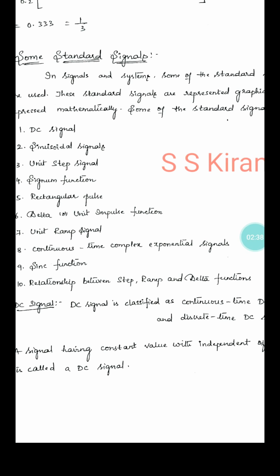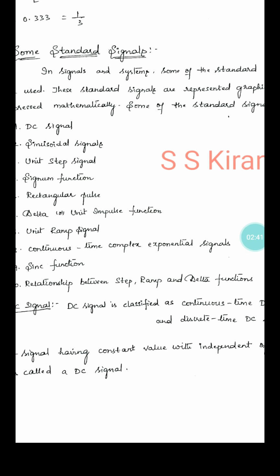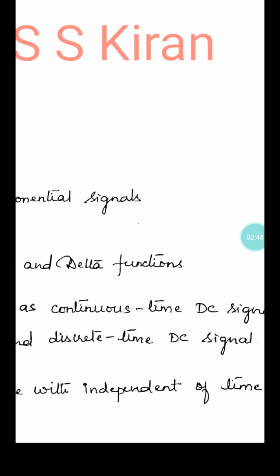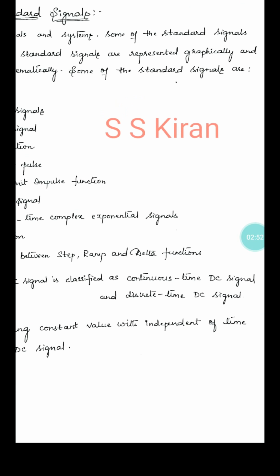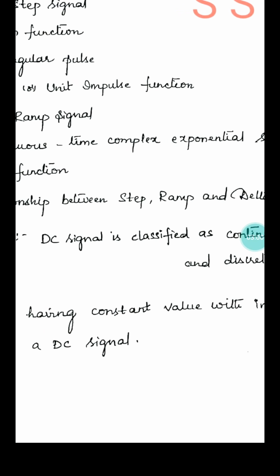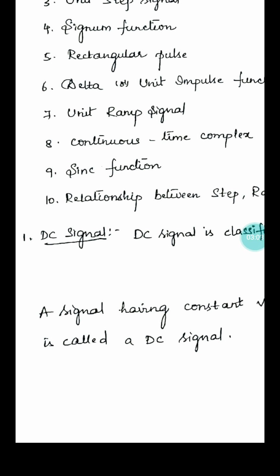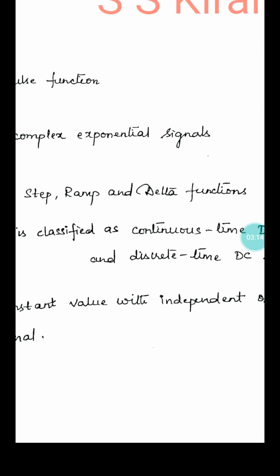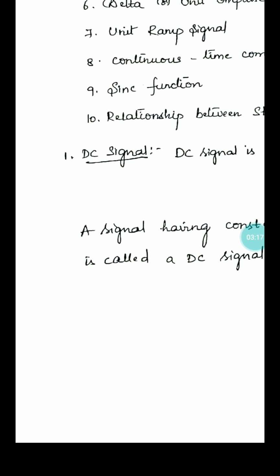All signals here are classified and discussed with two types: continuous time DC signal and discrete time DC signal. Let us take the DC signal. A signal having constant value, independent of time, is called a DC signal. Sometimes there is a chance to be asked the definition of DC signal, so you have to write this definition: a signal having constant value, independent of time, is called a DC signal.